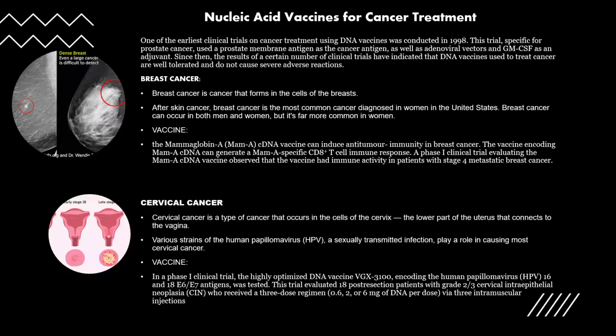Breast cancer. The Mammaglobin-A (MMSC) vaccine can induce anti-tumor immunity in breast cancer. The vaccine encoding MMSC can generate an MMA-specific CD8+ T cell immune response. A phase 1 clinical trial evaluating the MMSC vaccine observed that the vaccine had immune activity in patients with stage 4 metastatic breast cancer.